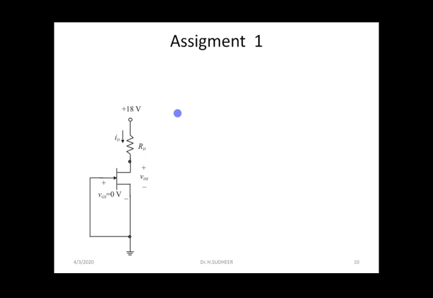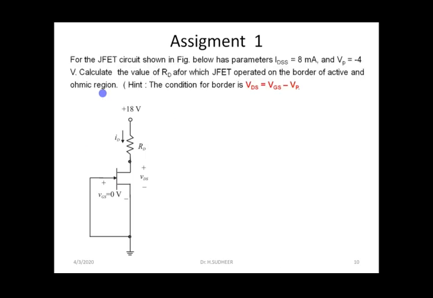I am giving an assignment for you students. It is an almost similar problem. Instead of giving the RD value, I am asking you to find the RD value, for IDSS equal to 8 milliamperes and VP equal to minus 4 volts. Calculate the RD for which the JFET operates on the border of the active and ohmic region, so it is neither operating in the ohmic region nor in the active region. I have given a hint. What is the border equation? VDS is equal to VGS minus VP. We have to use this condition and solve this problem. Wish you all the best.